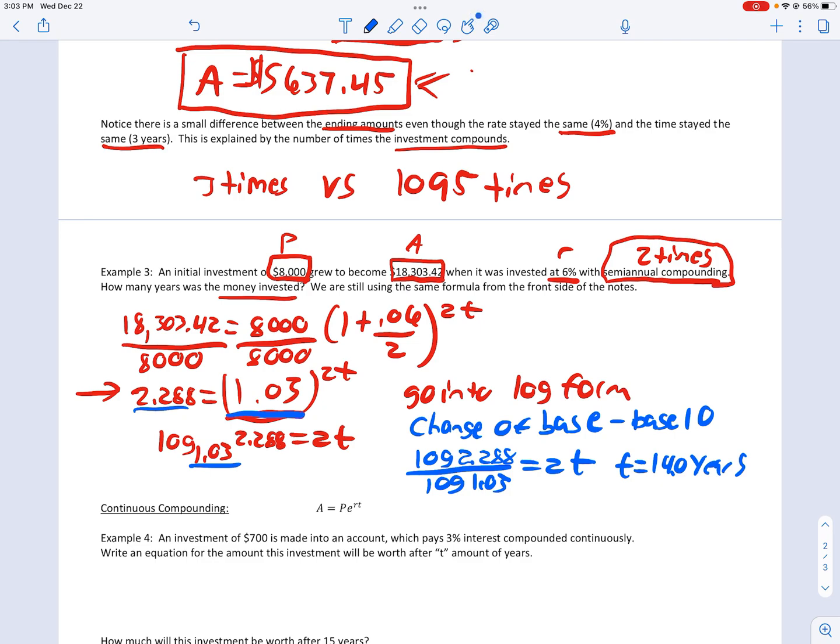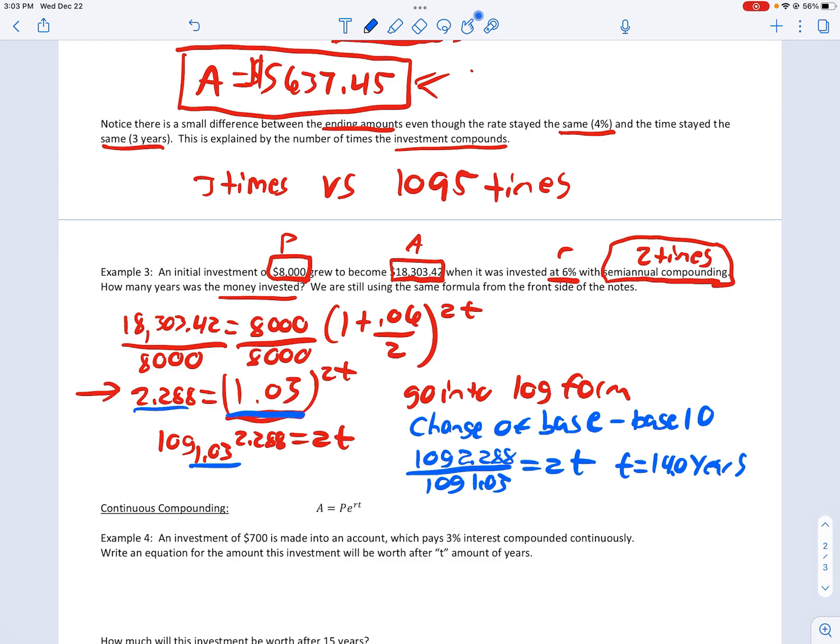So you take your log of 2.288 divided by log of 1.03. On your calculator, you'll get a decimal, divide that by 2, and you'll get 14 years. So right now I want you to pause the video, plug that into your calculator, and see if you get 14.